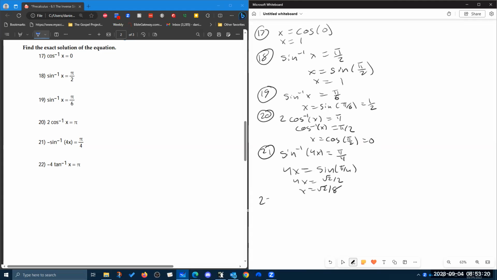And then last one, negative 4 arctangent x is equal to pi, arctangent x equals negative pi over 4, x equals tangent of negative pi over 4, and x is equal to negative 1.